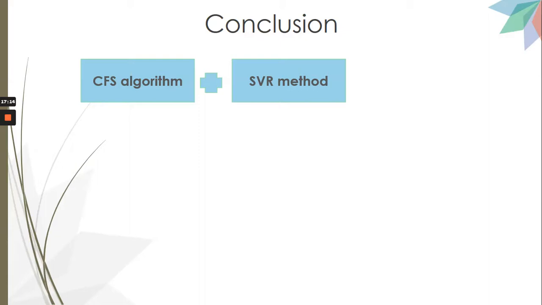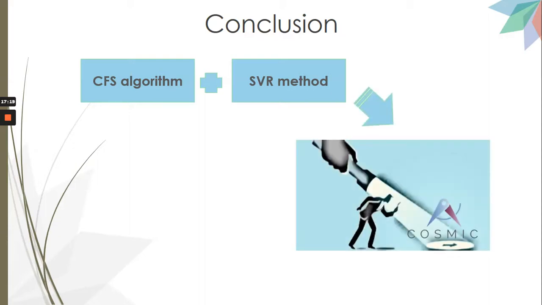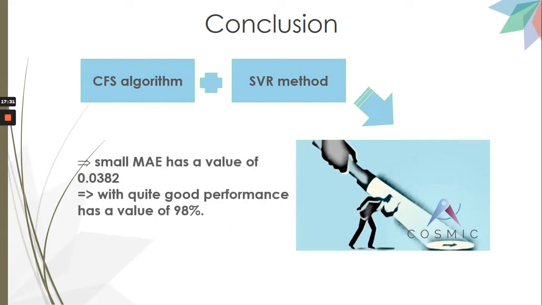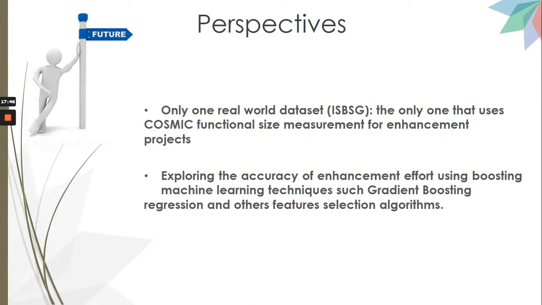To conclude, we used the correlation-based feature selection algorithm and the support vector regression method. The experimental results suggested that COSMIC sizing is significantly better than the IFPUG when used as the primary independent variable for predicting enhancement effort, with a small mean absolute error of 0.0382 and quite good performance with a value of 98%. So for future work, several extensions can be made.